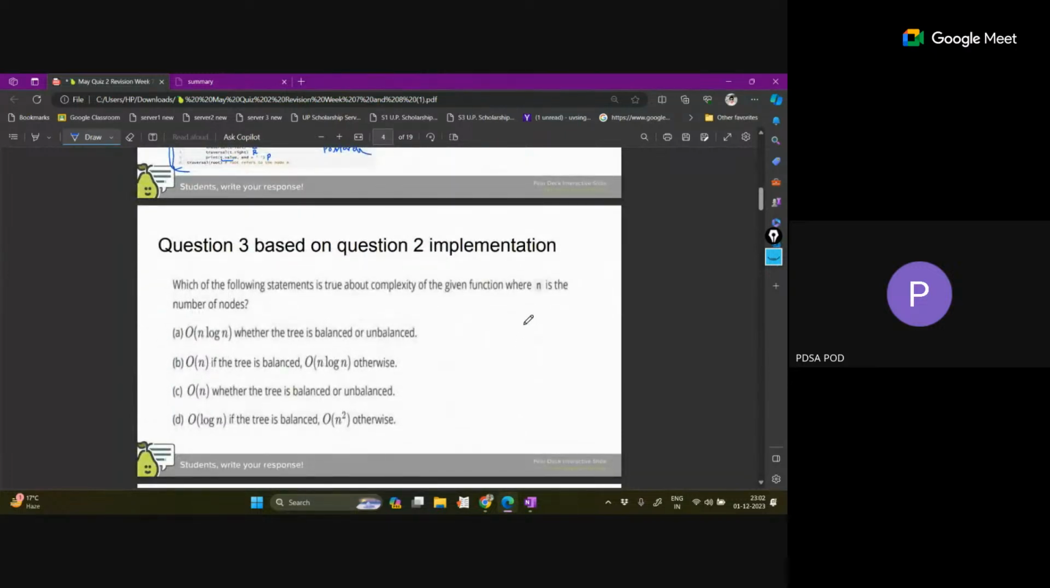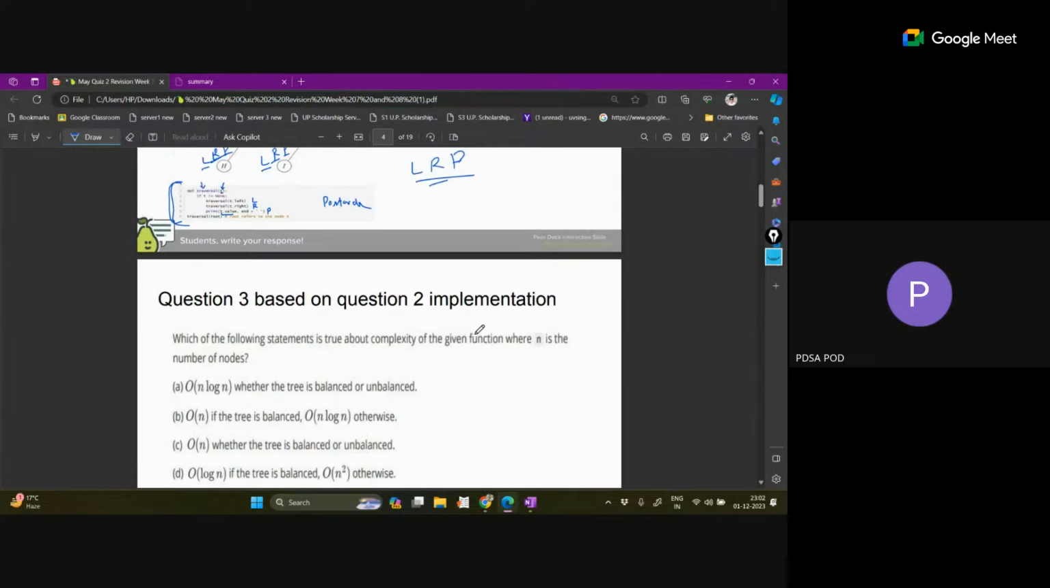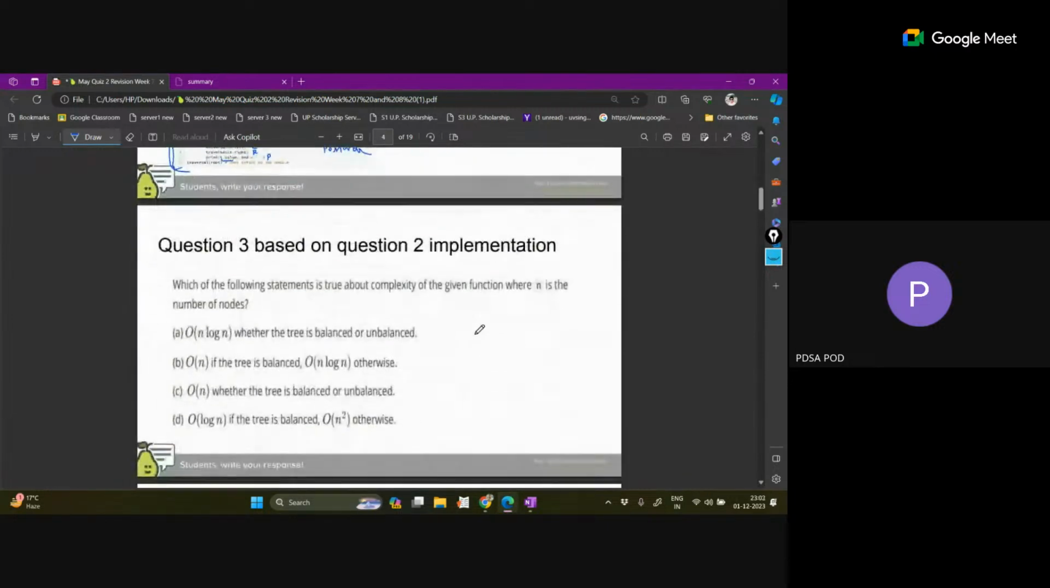Moving to the third one. So yeah, this is related to the previous questions. Which of the following statements is true about the complexity of the given function, where n is the number of nodes? Yeah. So here we are asking about complexity, big O of n or log n, whether the tree is balanced or unbalanced. So what is the complexity of the previous operation? Does it depend on the tree's balance or not?